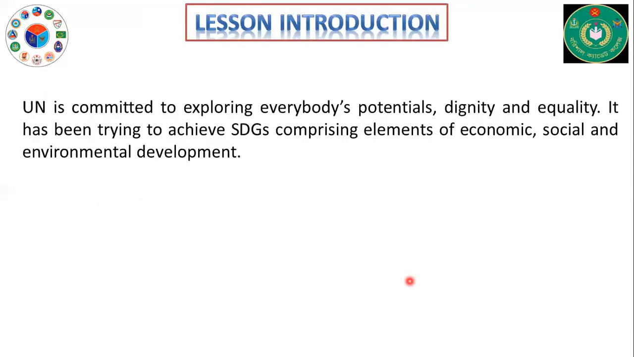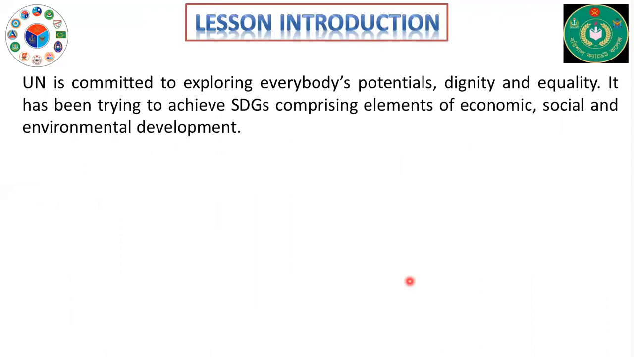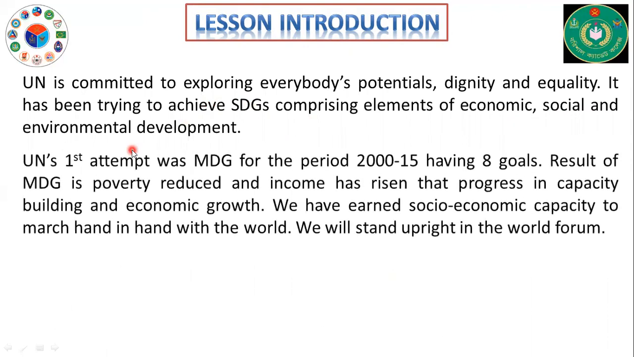And a lesson introduction. We know UN is the largest organization in this world, and it is committed to exploring everybody's potentials, dignity, and equality. It has been trying to achieve SDGs comprising elements of economic, social, and environmental development. That means in 3 dimensions, that is economic, social, and environmental development. And as part of this, UN's first attempt was MDG, that is Millennium Development Goals, for the period of 2000 to 2015, having 8 goals.